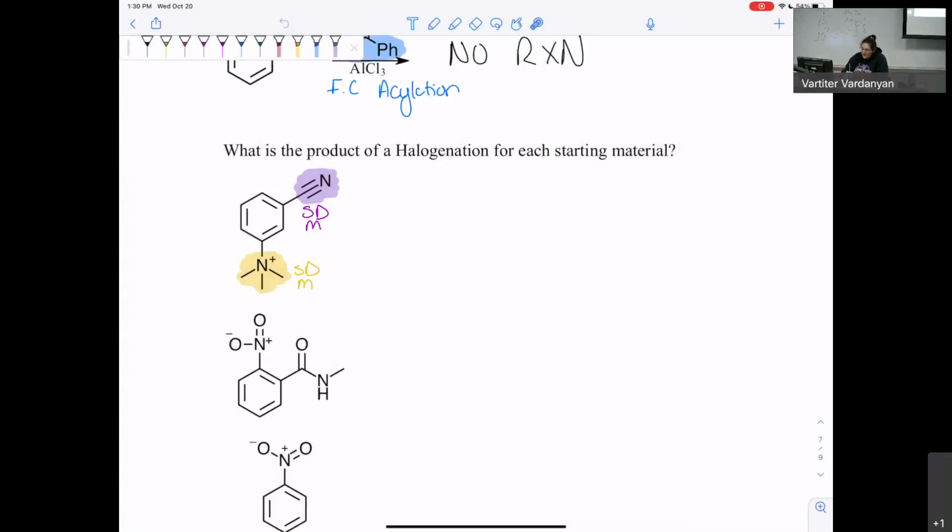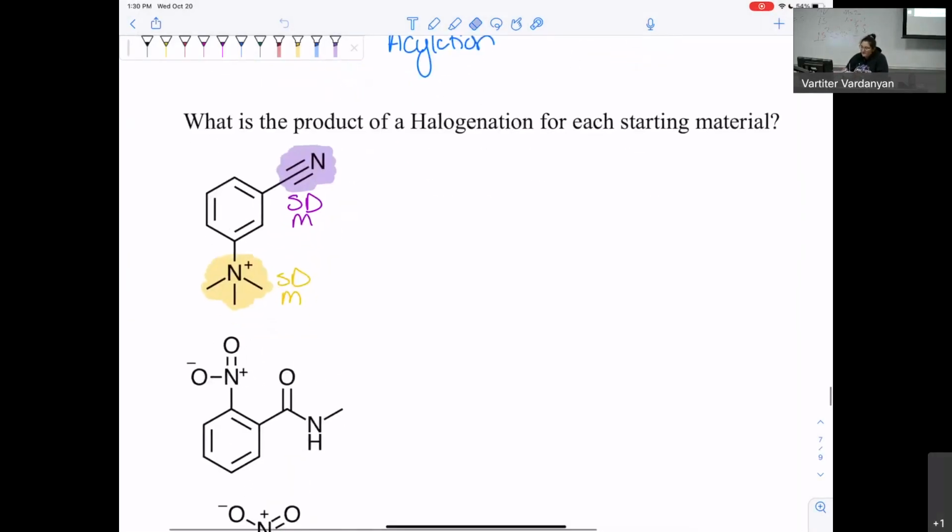So back here, to denote which one is the most reactive, I'm going to put a little star by it. What this means is that that group is the director. In relation to that group, we're going to add the next substituent, meta. So right here. Or this is the other meta position and it's already taken, so we have only one possible spot to substitute. Are we cool? Do I need to repeat that?